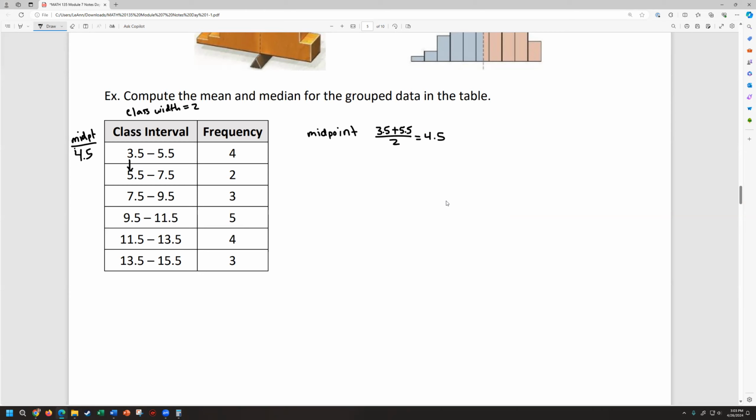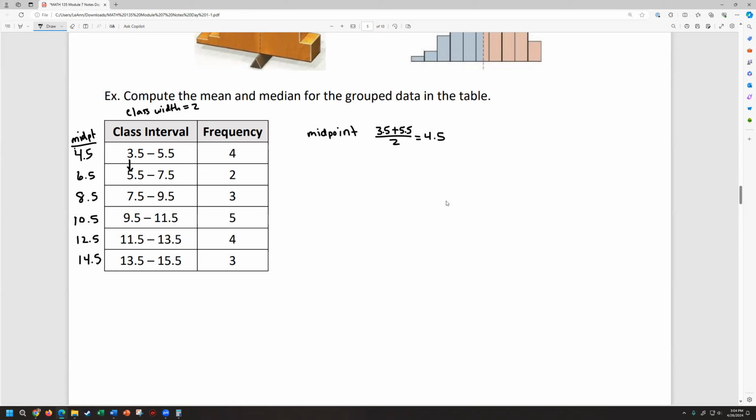Now, here's the fun thing. Whatever the class width is, your midpoint will follow that rule as well. So if we keep adding 2, notice 6.5 is halfway between these two. Add 2, 8.5 is halfway between these two. Add 2, we get 10.5. Add 2, we get 12.5. Add 2, we get 14.5. So these are all my midpoints. They're the middle value in my class interval. So it's kind of like the middle point of that histogram for each bar.